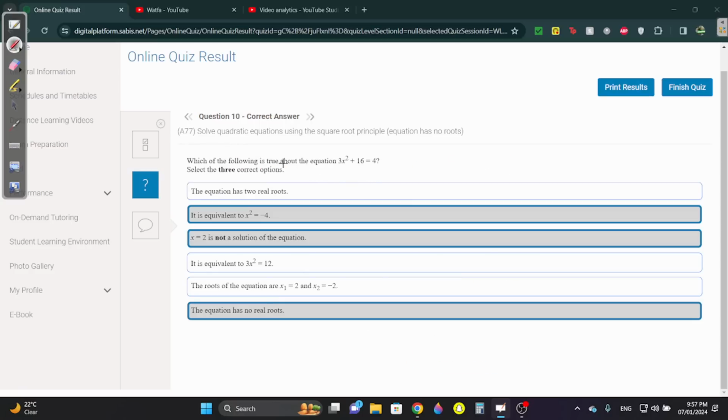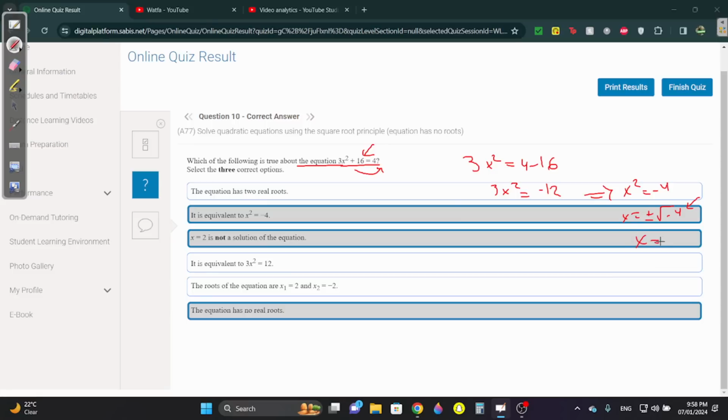Which of the following is true about the equation 3x squared plus 16 equals 4? Let's solve it. You take 16 to the other side, it becomes minus 16, so 3x squared equals 4 minus 16, negative 12. Divide by 3 on both sides, it becomes x squared equals negative 4. And x equals plus minus radical negative 4.